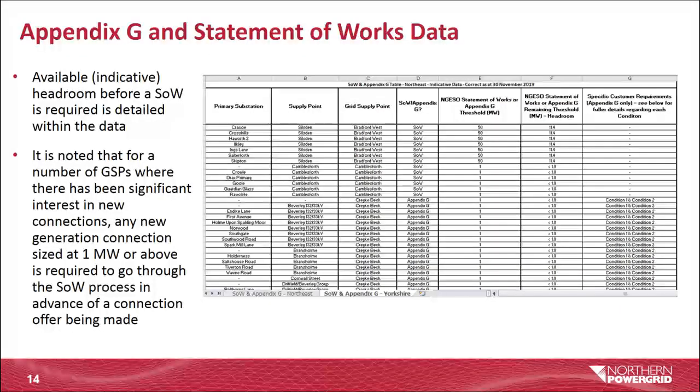For the first time in December 2019, we have included Appendix G and Statement of Works headroom data within the downloadable datasheet. For every primary supply point and grid supply point, we are detailing the available headroom before a Statement of Works is required. It is noted that for a number of GSPs where there's been significant interest in new generation connections, any new generation connection sized at greater than 1 megawatt is required to go through the National Grid Statement of Works process in advance of a connection offer being made.